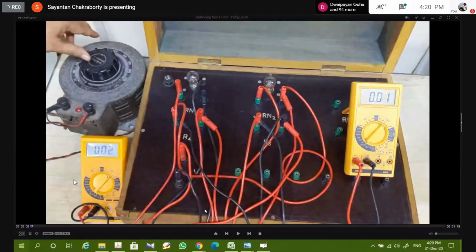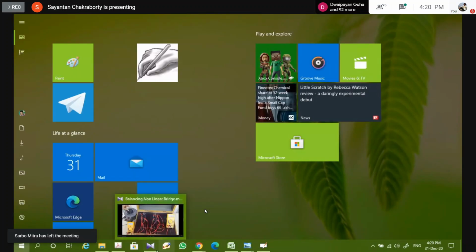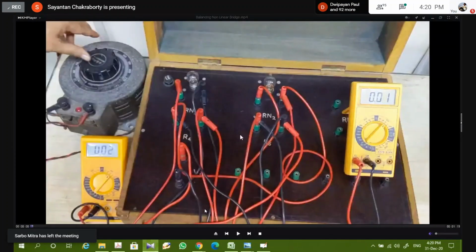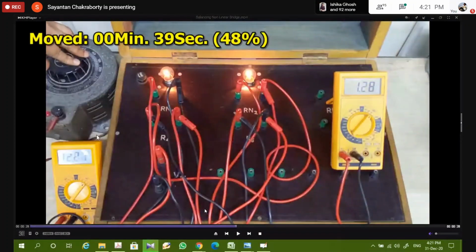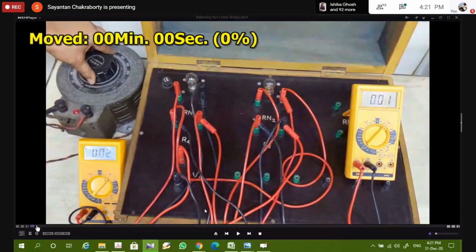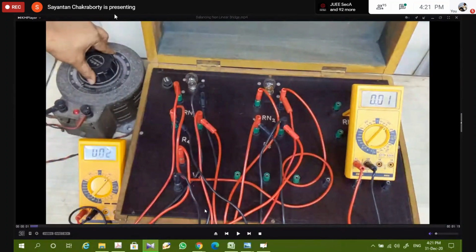So this is the bridge configuration, right? It's very difficult to observe the connections. Anyway, you assume that the connection is properly there. This is the input voltage, and this is the output voltage, right? See, I have not applied any input voltage yet, it's a very small value. Now I'll just start the video.